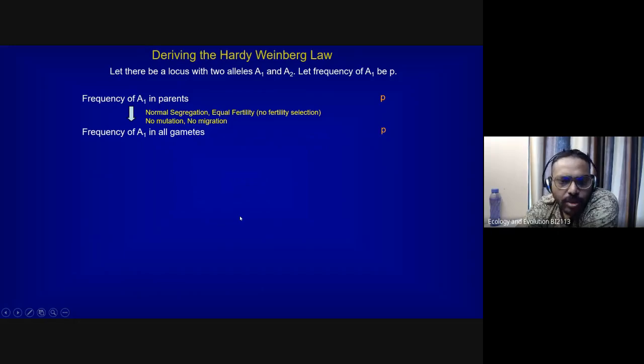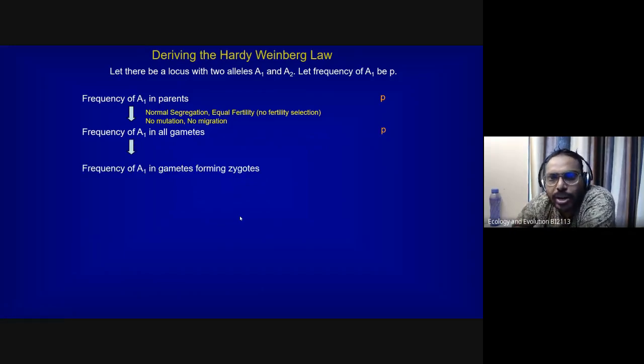Now, from the frequency of A1 in all gametes, we have to go to the frequency of A1 in the gametes forming the zygotes. Why is that so? Because remember, a very large fraction of gametes produced by the males and a pretty large fraction of the gametes produced by the females never get fertilized. So only a small part of that is getting fertilized, right? So we now have to track the frequency of A1 in that small fraction in which the fertilization is happening.